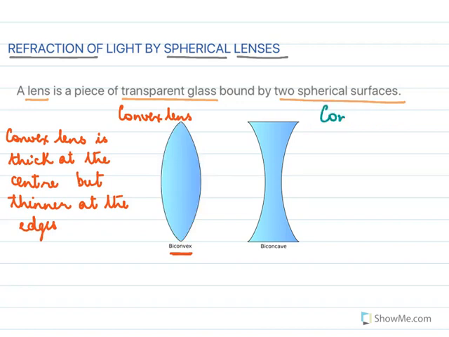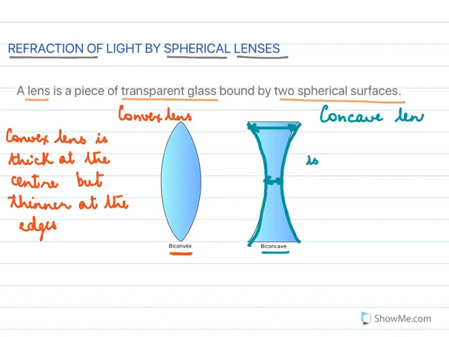Then we have the concave lens. Now, why is it called a concave lens? Because it is made up of two surfaces that are concave. Have you seen a cave? They are bulging inwards. So this is in fact called a biconcave lens. It is bulging inwards, and if you see, it is thin in the center and thicker at the edges.